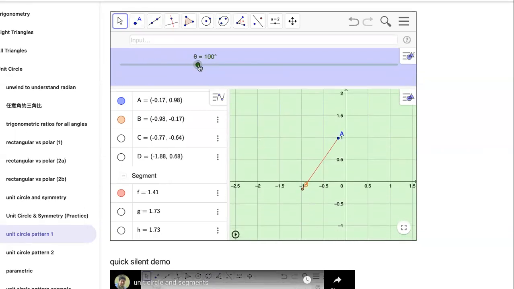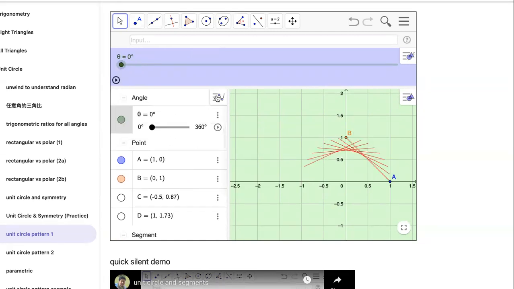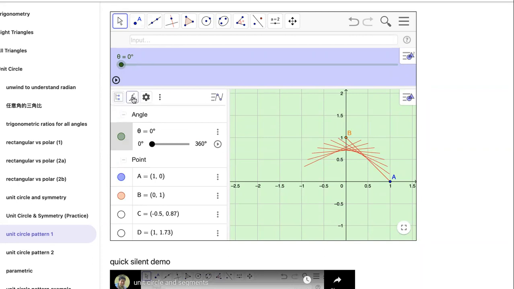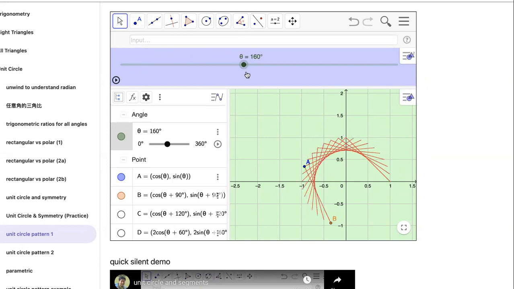All right. So I just move it back. Okay. And if you click on the style bar, you can also change it to the definition. Then you can see that A is actually cosine theta, sine theta, based on this value theta. And B is another point, theta plus 90 degrees, of sine and cosine. That's why you have the point B here, all right? And I joined them by segment, all right? And while moving it, you can also see the trace of the segment, all right?